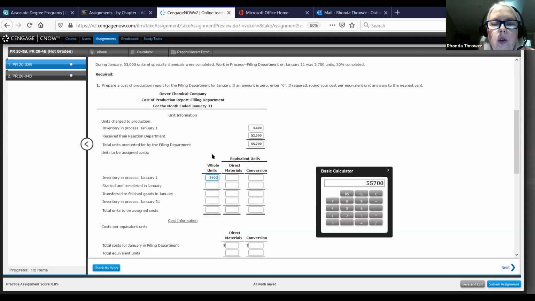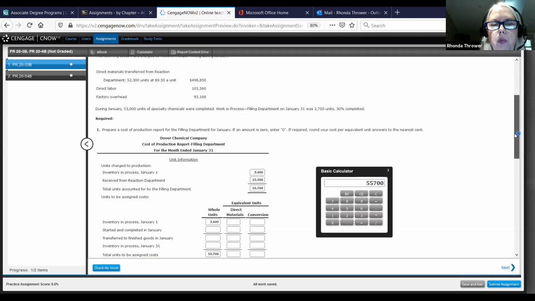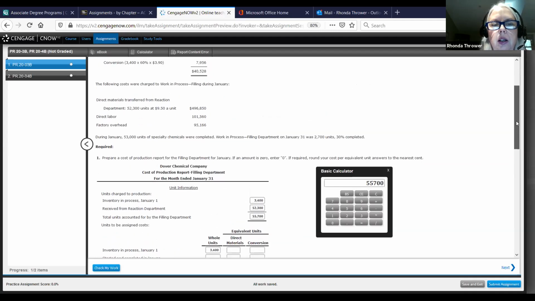We also know by our calculations for the unit information that the total units that we have to account for are 55,700. Notice I'm going to put in those total units that I have to account for. I'm going to need to also assign those units cost. So 55,700, I'm just going to plug in right here. Then I'm going to look at the information that was given to me.